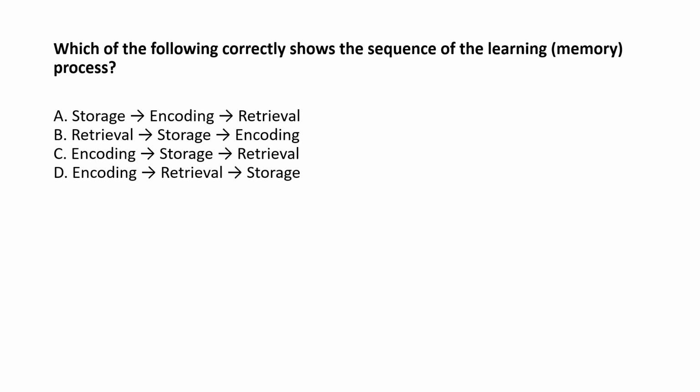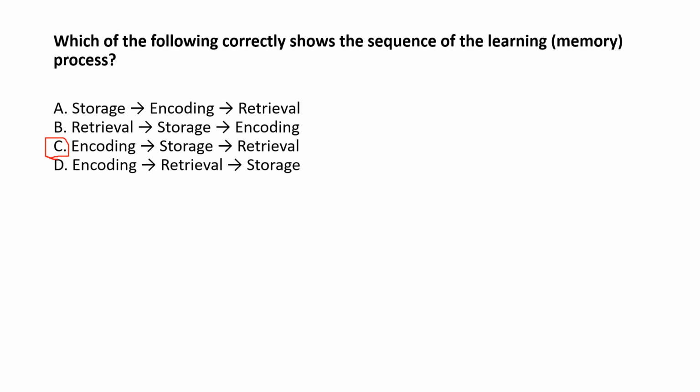It says, which of the following correctly shows the sequence of learning processes? Okay. So you take in information, you store the information, and later bring out this information. So you encode it. Encoding is about taking in information. You store this information, that is storage, then you retrieve this information when needed. So our answer is C. All right. The next one.